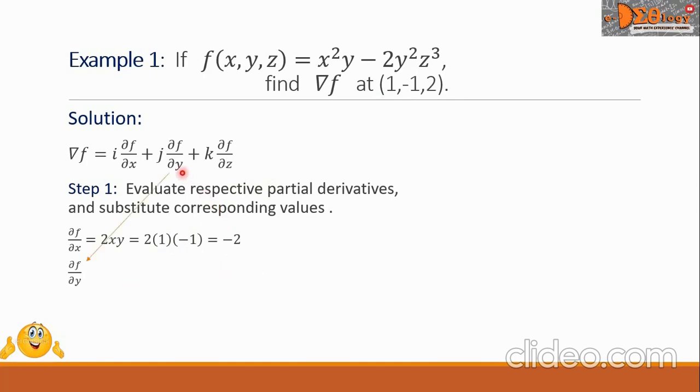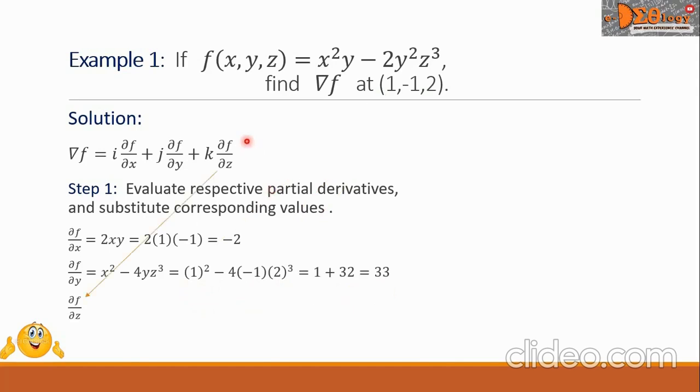Let's proceed with the partial derivative of f with respect to y. Partial derivative of x squared y is x squared, minus the partial derivative of 2y squared z cubed with respect to y, which is 4y z cubed. Substituting the values, we have now 1 squared minus 4 times -1 times 2 cubed. Simplifying this, we have now 1 plus 32, and 1 plus 32 is 33.